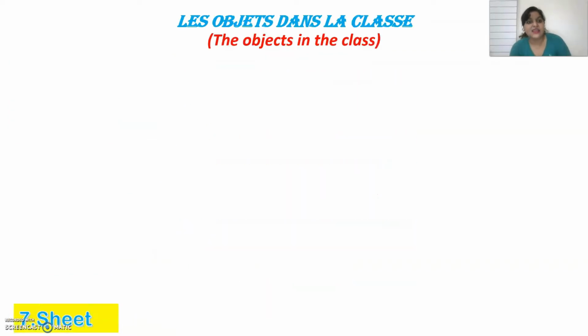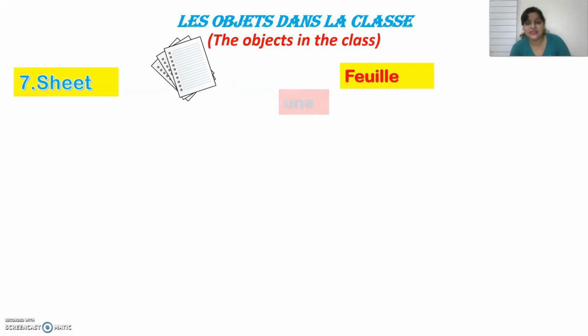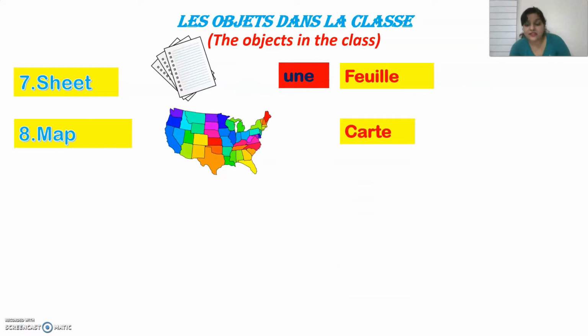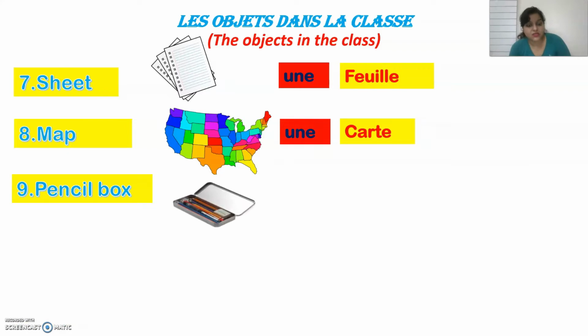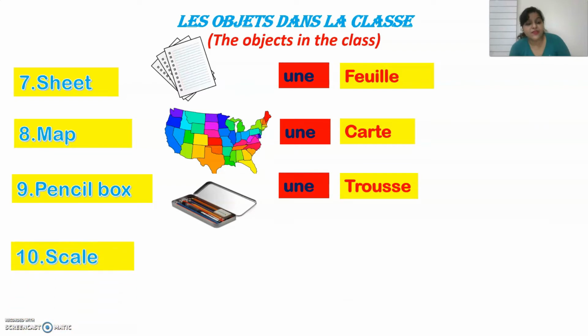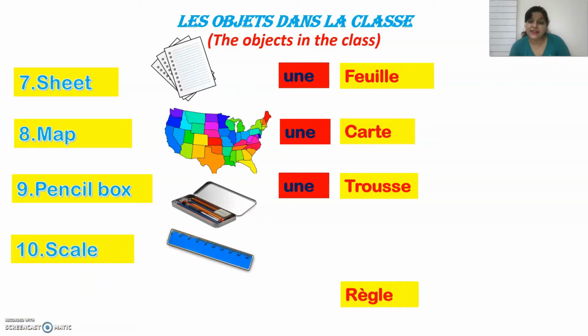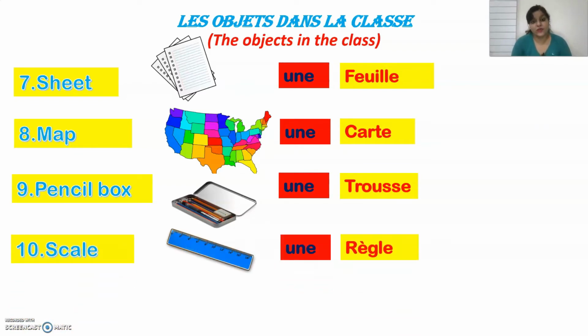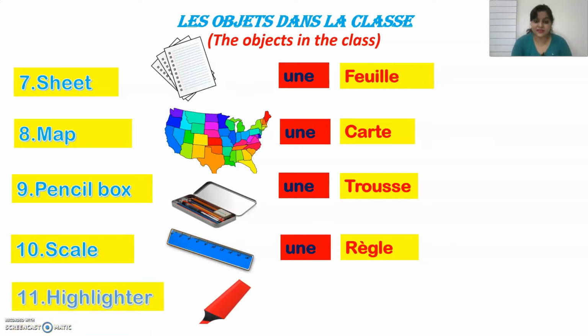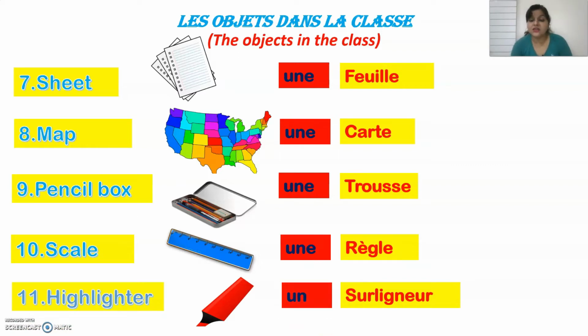Let's move ahead. That is sheet. To sheet we say feuille and it's une feuille. Map, carte, that is une carte. Pencil box, trousse, that will be une trousse. Scale, règle, that will be une règle. Highlighter, we say it as surligneur, and it will be a surligneur.